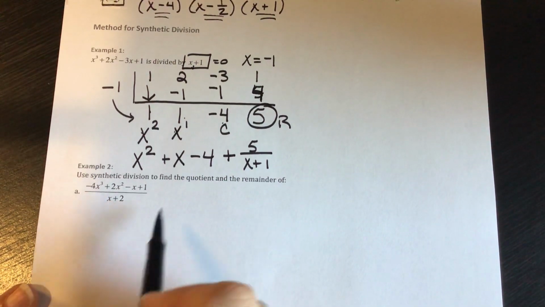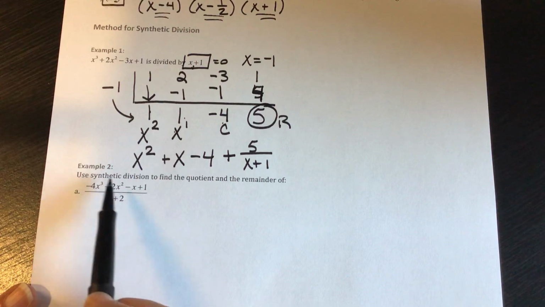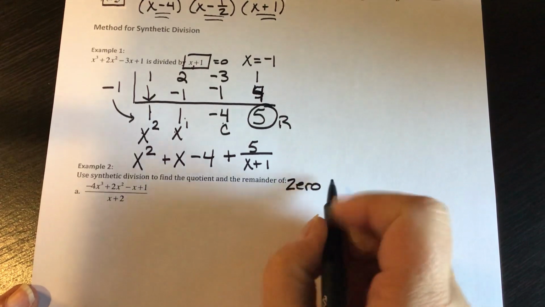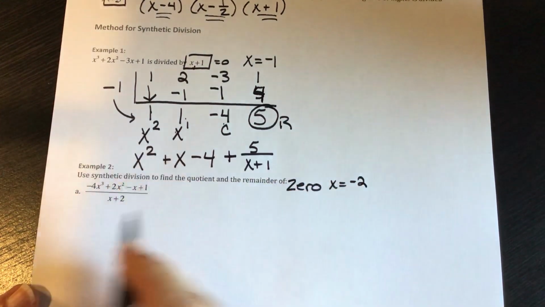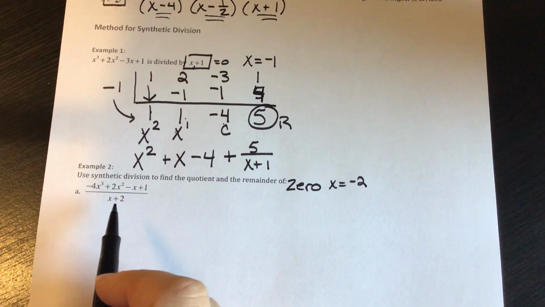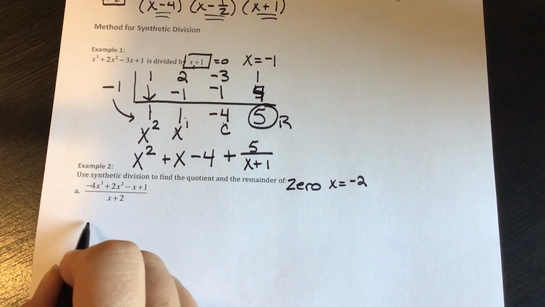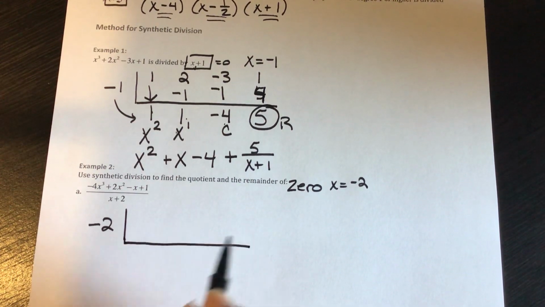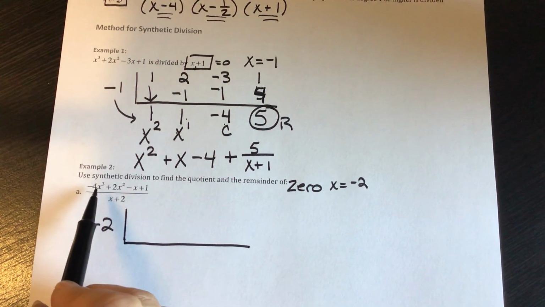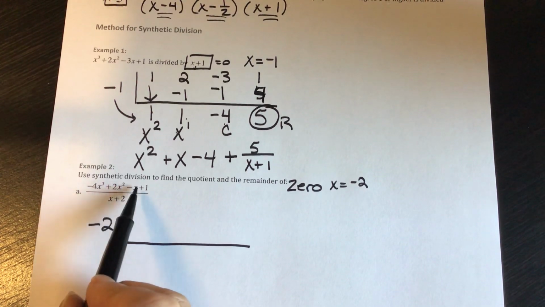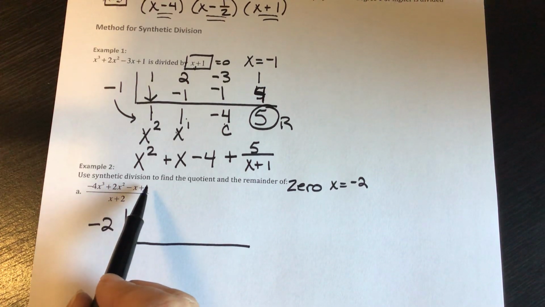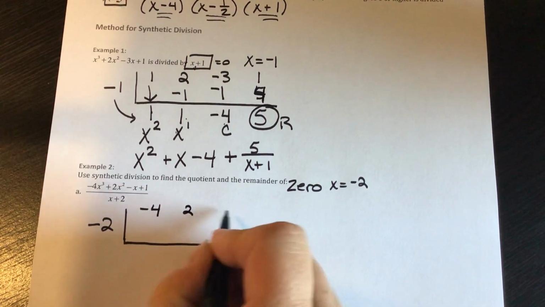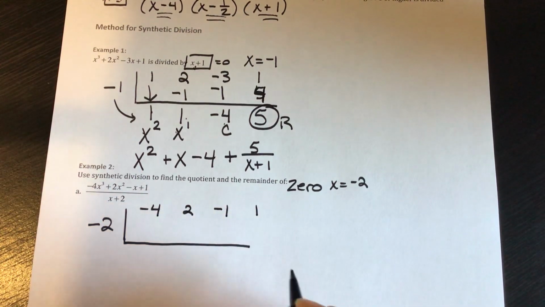All right, so the next problem, I'm going to first identify my 0. So my 0 is x is -2. Okay, if I set this equal to 0, my 0 is -2. I'll use -2, and then I will make my chart using my coefficients. So first I'll check my exponents. 3, 2, 1, 0. Constant is x to the 0. So I'll write my coefficients, which is -4, 2, -1, and 1.